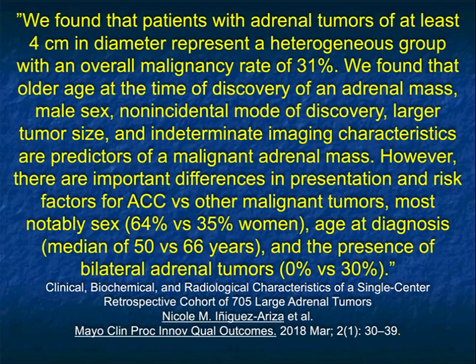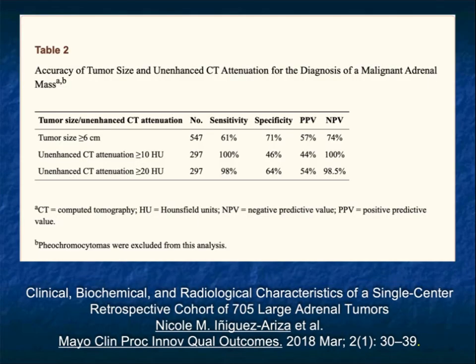Again, some of the comments: there are important differences in presentation and risk factors for primary adrenal cortical carcinoma versus other tumors, most notably sex, age at diagnosis, and the presence of bilateral tumors. So again, one of the things to remember is primary adrenal cortical carcinoma is a unilateral mass. It's often younger patients, but again, when we think about bilateral masses, then you're thinking about mets, you're thinking about pheochromocytomas, which are bilateral in 10% of cases, and you may be thinking of other processes. So important thing to remember.